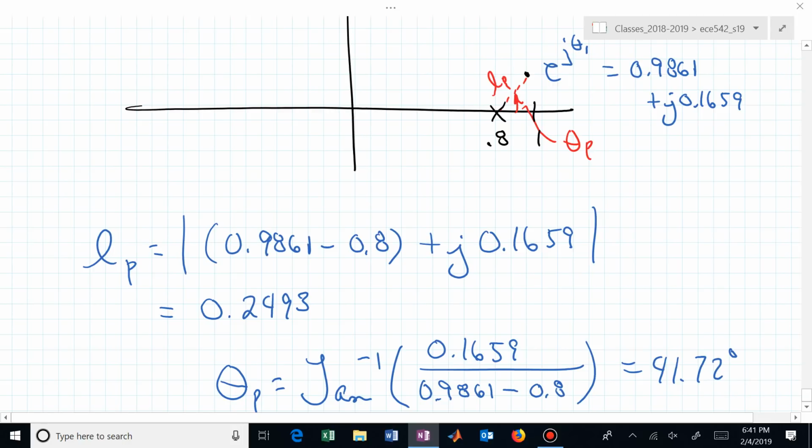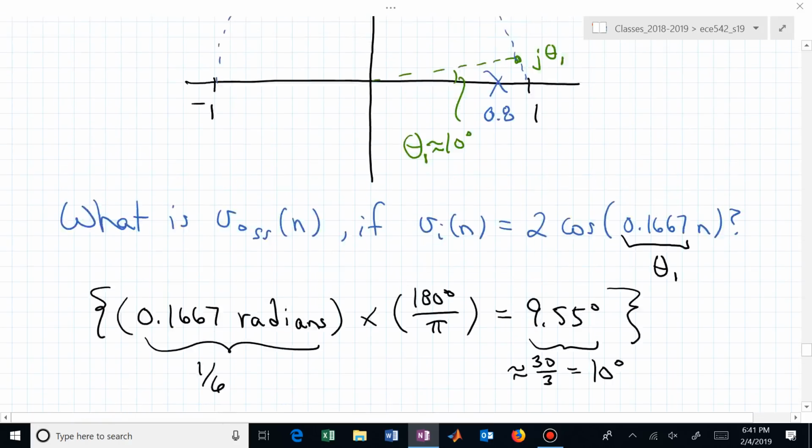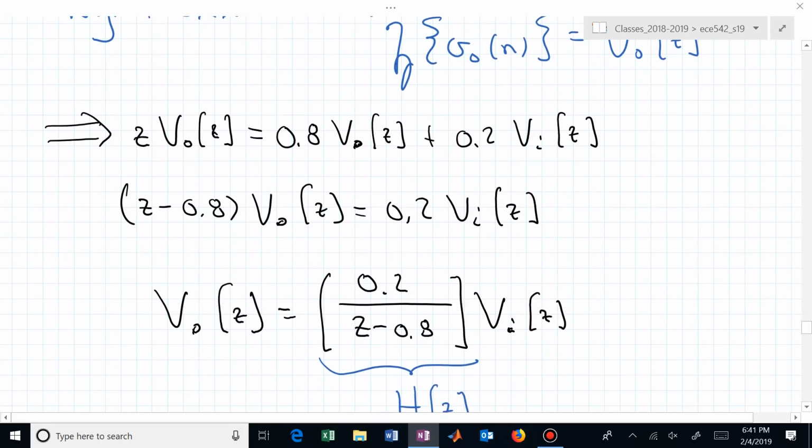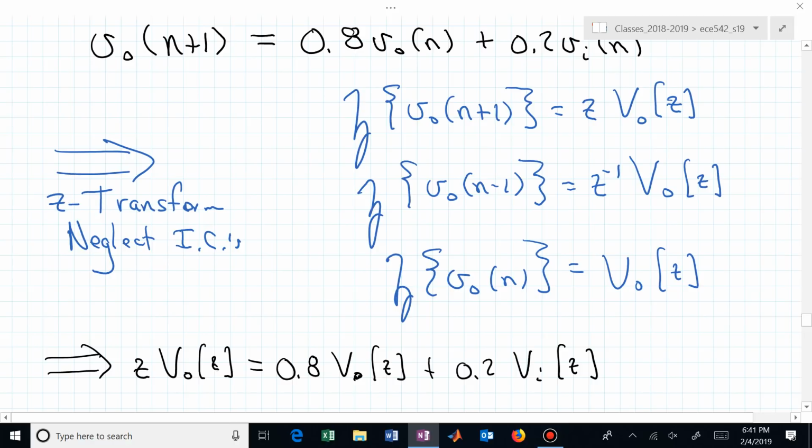Question? So when you did the z-transform to find the transfer function, you neglected initial conditions? Yes, so the question was when I took the z-transform of the first order difference equation somewhere right here, I neglected the initial conditions. I didn't worry about v sub 0 at any particular time because I'm really worried about the dynamic behavior of that filter and not a specific solution.